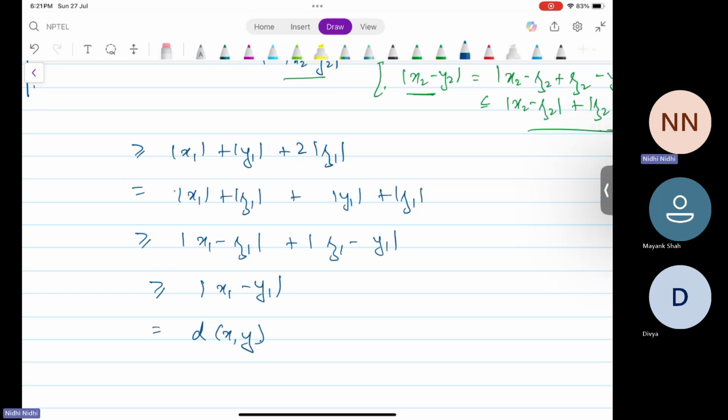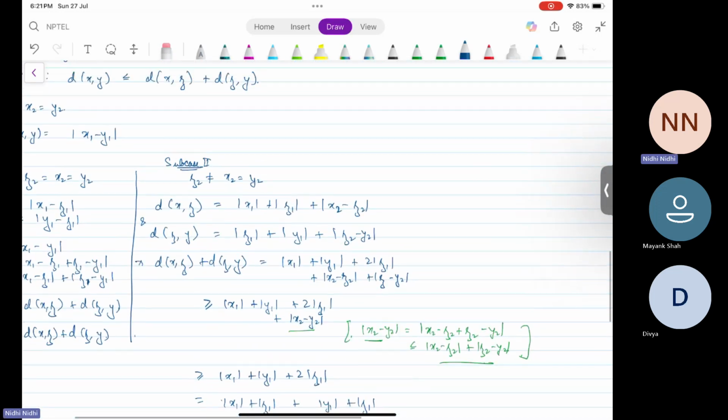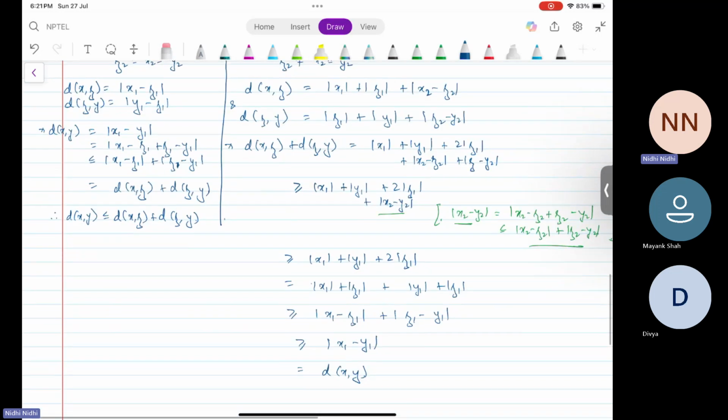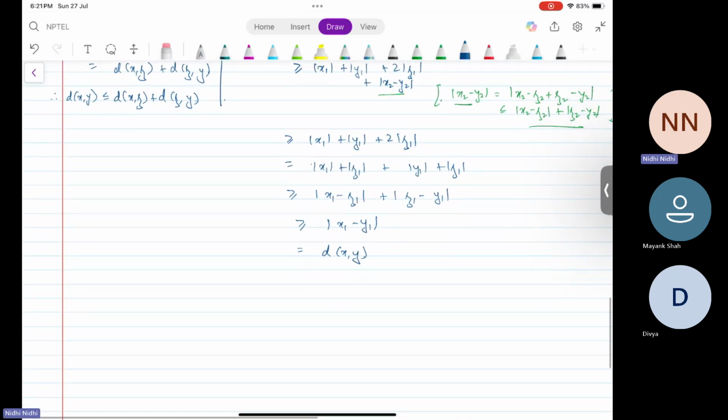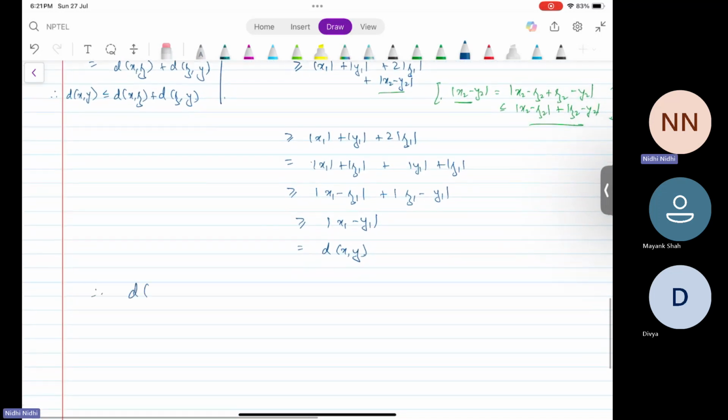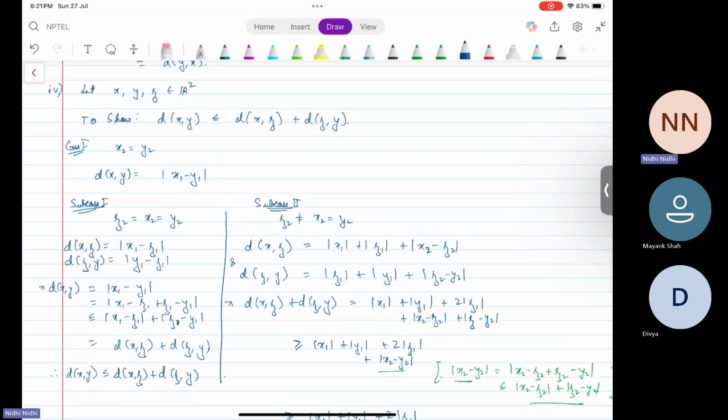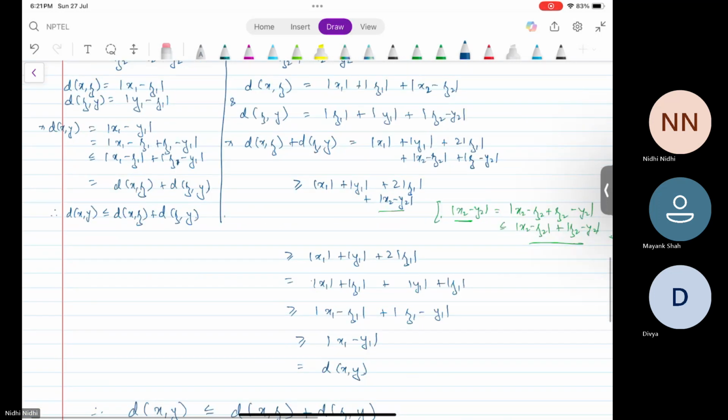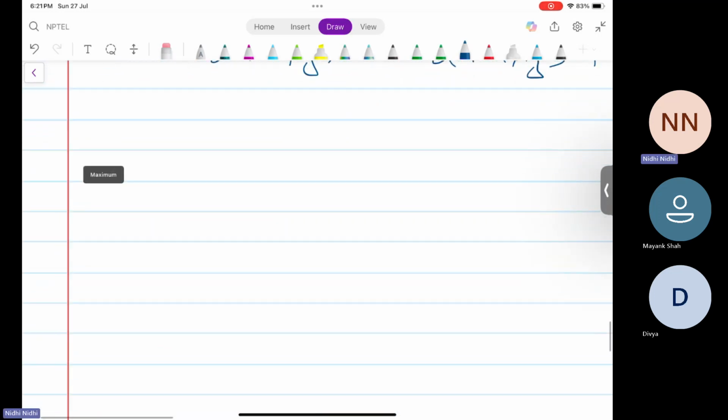Yeah, because x2 was equal to y2, that's how we had dxy. So eventually in both the cases, we got the triangle inequality dxy less than or equal to dxz plus dzy. Next comes the case when x2 is not equal to y2. There also, we will have three subcases.